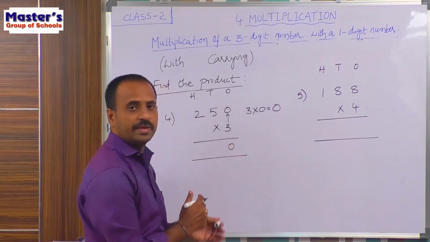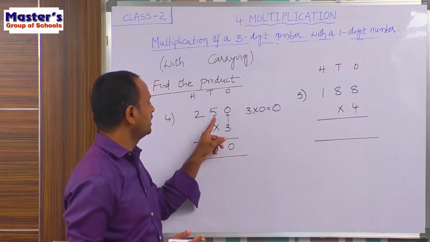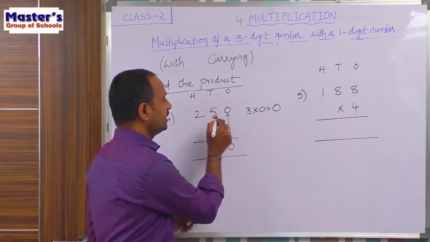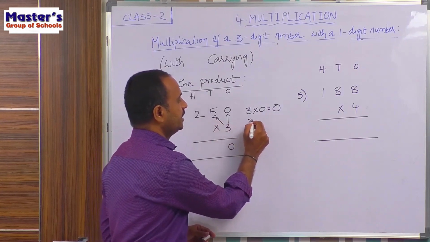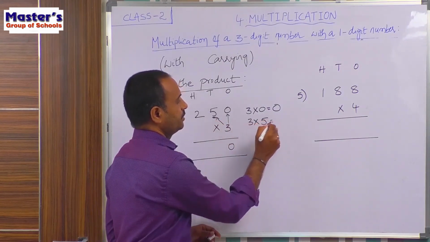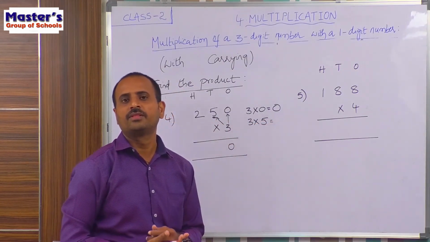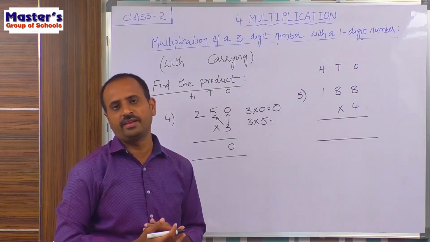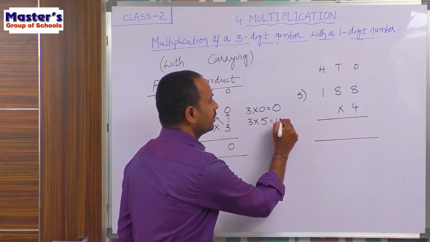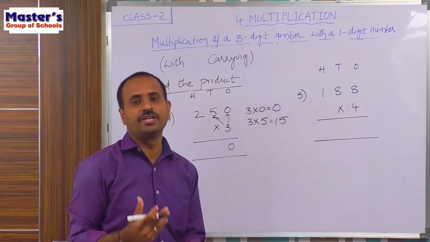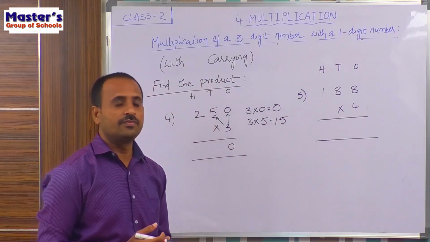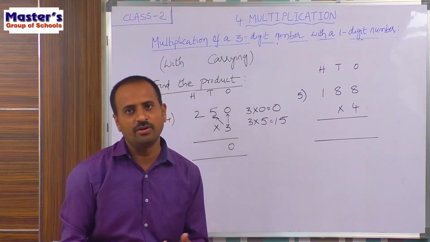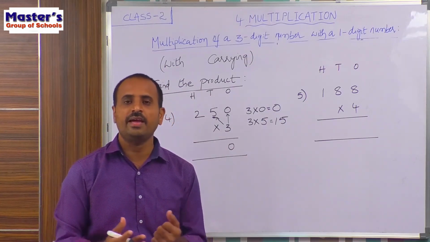Now go to tens place. What is the digit present in tens place? 5 is present in tens place. Multiply 5 with 3, that is 3 into 5. Children, how much are 3 5s? 3 5s are 15. Children, 15 is a 2-digit number and we should not write 15 under tens place. If the product is a 2-digit number, what do we have to do? Again we have to take carry.